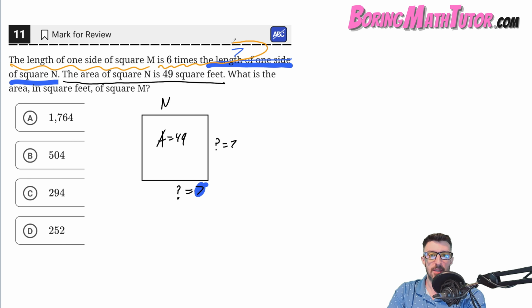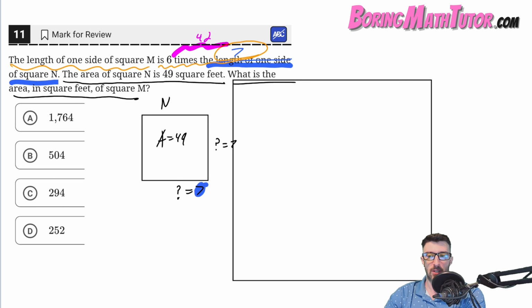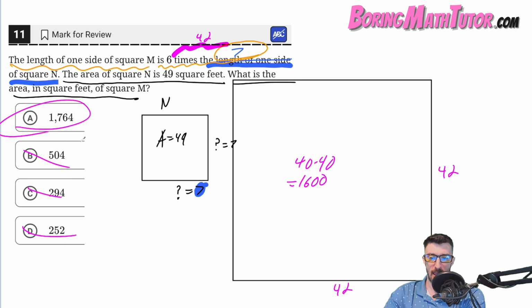So when I reread this, they say the length of one side of square M, well, that is going to be 6 times 7. But what is 6 times 7? 6 times 7 is 42. So they're telling me that the length of one side of square M is 42, and then they want to know the area of square M. Well, clearly that's going to be a much bigger square where it's going to have 42 for each of its side lengths. Now, 42 times 42, well, that's kind of like 40 times 40, which is 1600. And clearly all of these are too small, so it must be A.